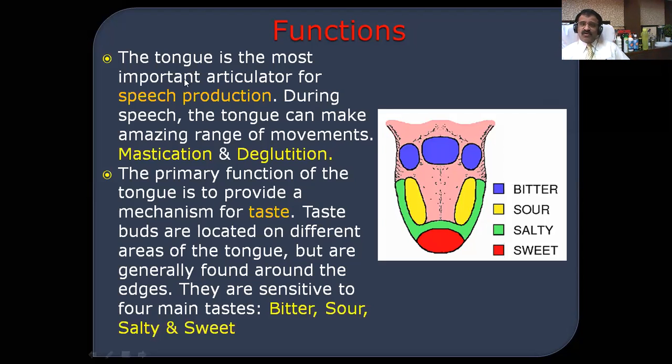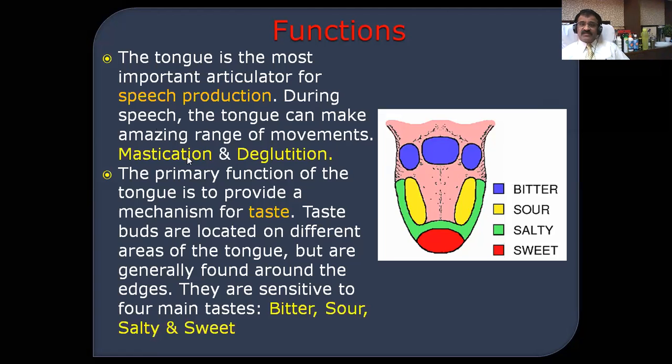The tongue is the most important articulator for speech production. So the voice is produced in the voice box, we call it the larynx, and sound is produced in the paranasal air sinuses, so we call it a sound box. Whereas the mouth is a speech box, where the tongue is the articulator for the production of speech. During speech, the tongue can make an amazing range of movement, and that movement is essential. Without movement, you cannot speak.